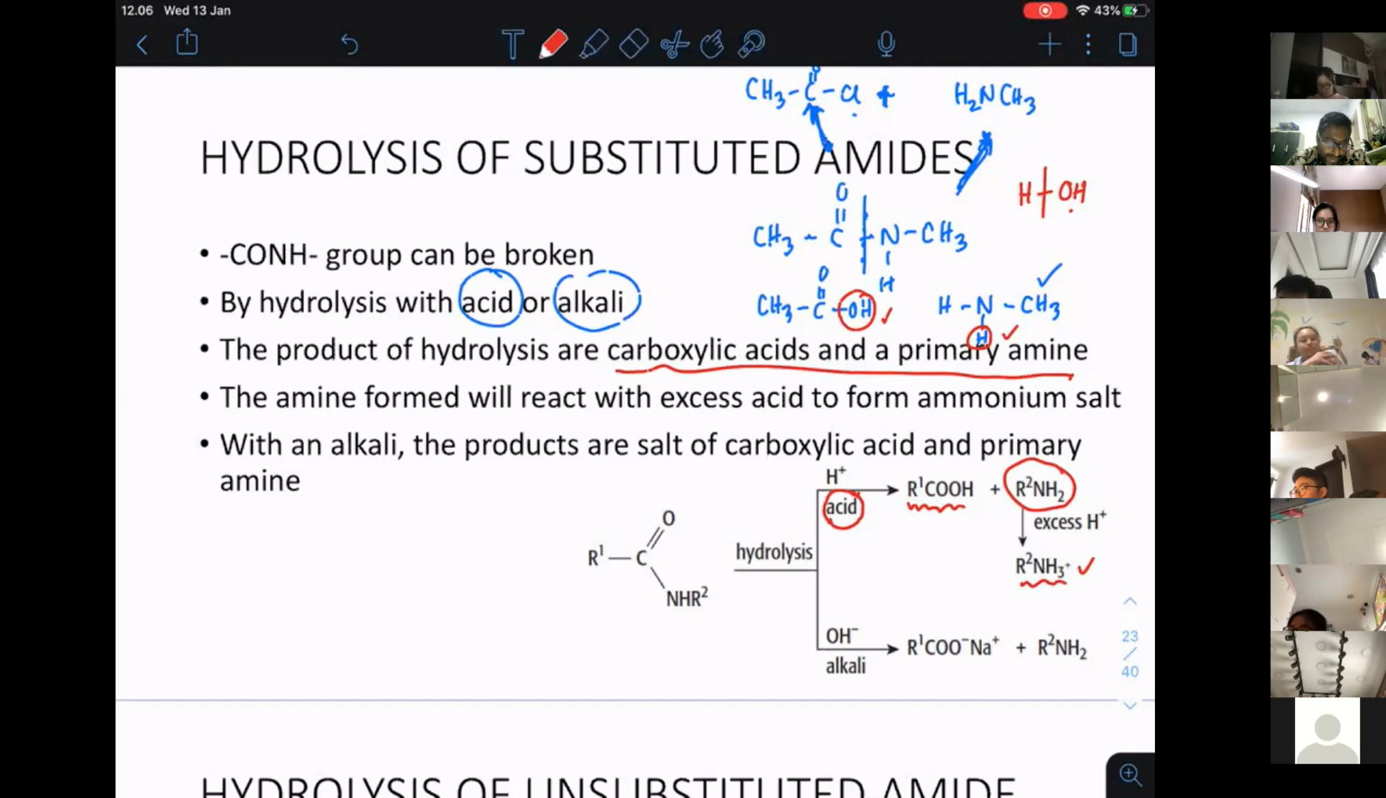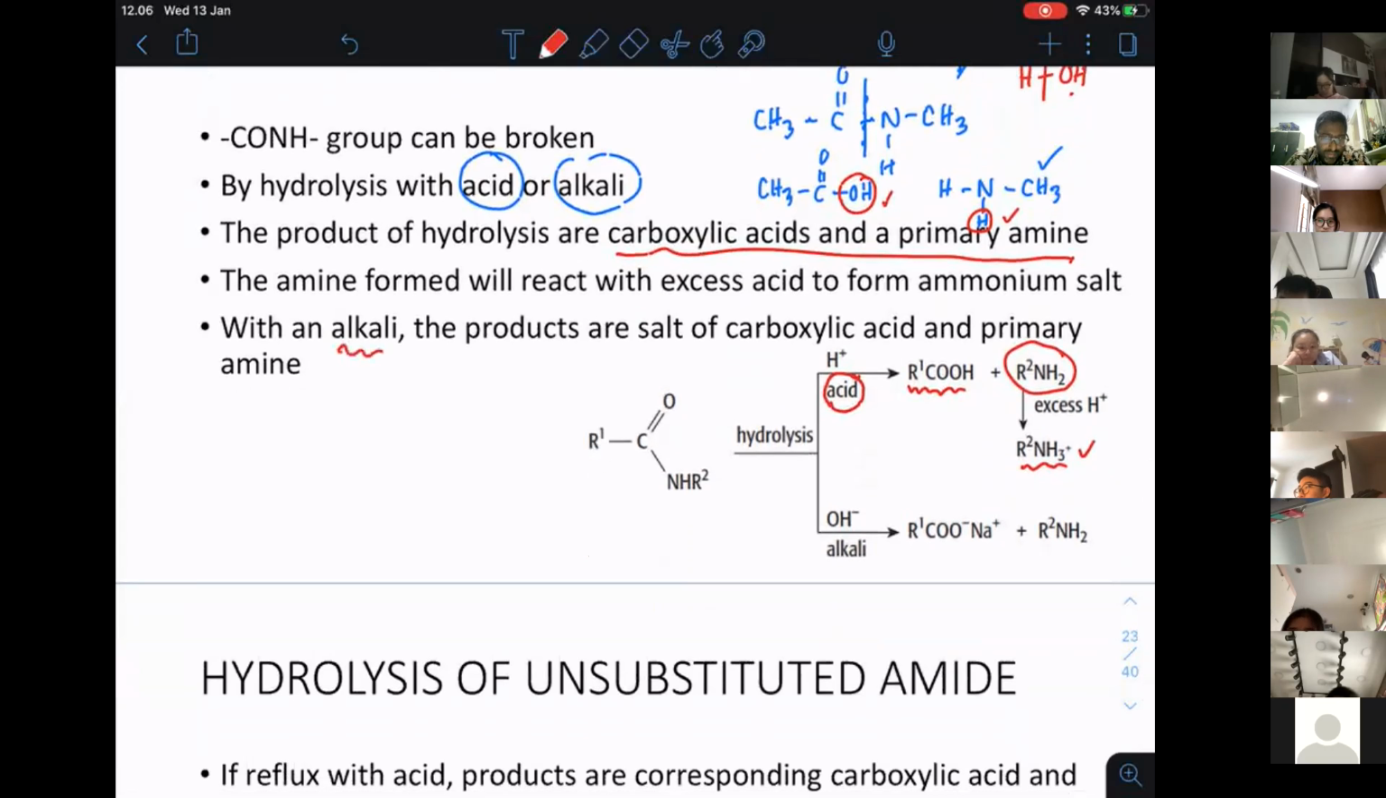If you are using alkali, base hydrolysis, for example, normally we use sodium hydroxide. The products are still going to be carboxylic acid and primary amine. I'll write down COOH first, we know that this and this will be formed. Amine is a base, so it cannot react with the OH-. So the amine will stay as it is. But the carboxylic acid will react if you are using sodium hydroxide. Sodium hydroxide can also react with carboxylic acid.